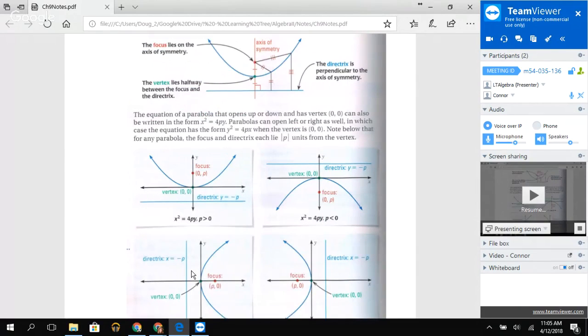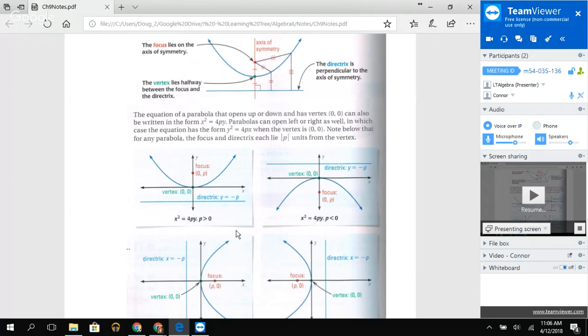So what I wanted to do today is we did 9. Yeah, we're in chapter 9. 9.1, which was the distance and midpoint of lines, which should be review. And then we started talking about parabolas and properties of parabolas. So what I wanted to start with is a quick review of some of the terminology that we talked about.